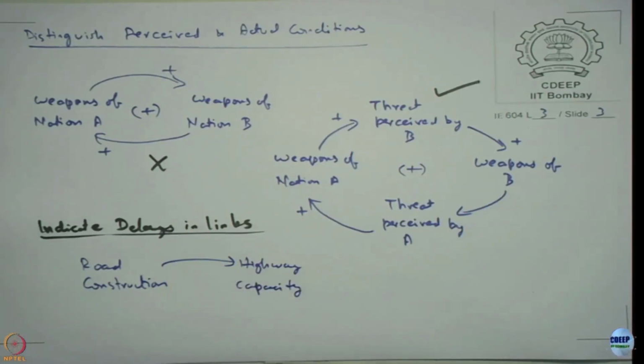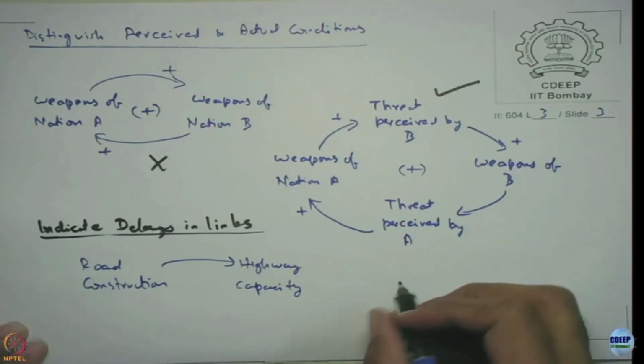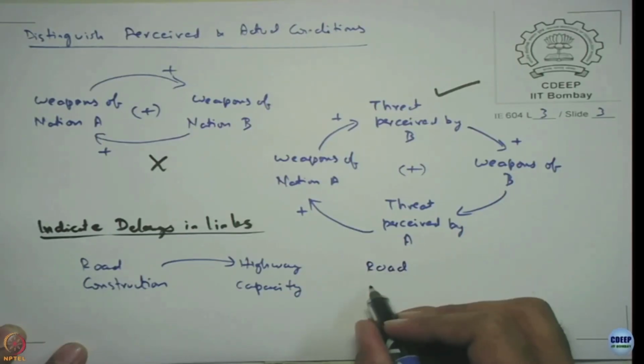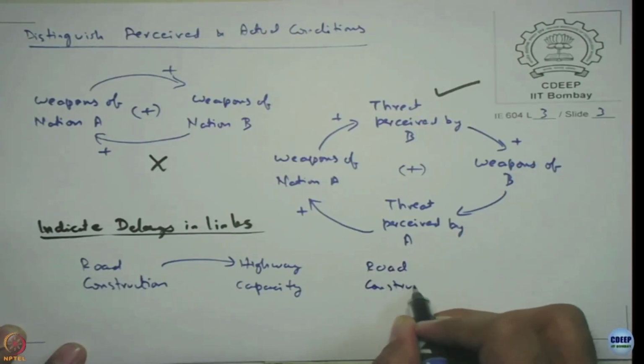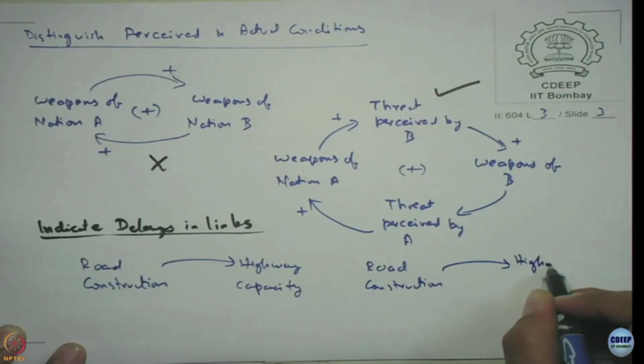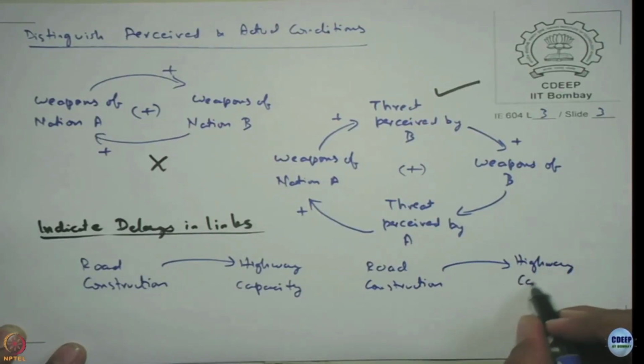This makes it sound like road construction instantaneously results in highway capacity, but it is not so. Road construction takes a lot of time. After some time only your capacity is going to increase. So, we can indicate it two ways: road construction, highway capacity.